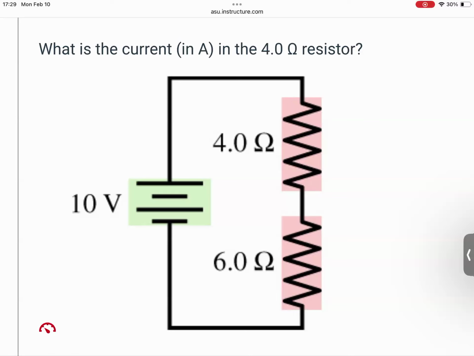Olivia, you asked if 10 volts is applied to the 6 and the 4. The 6 and 4 together feel 10. If I asked the current in the 6 ohm resistor, yes, it's in series. Series is the same current everywhere. Yes, 1 amp everywhere.